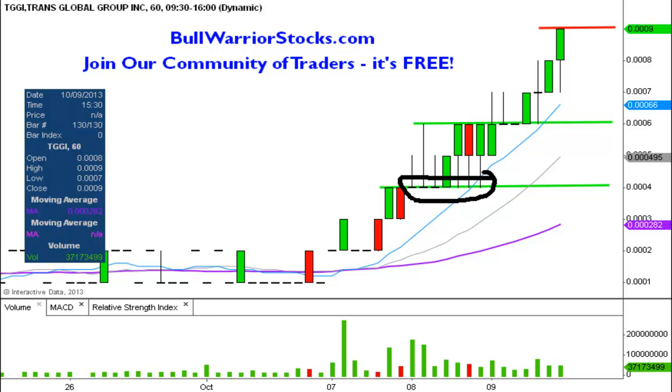And then up here at 0006, you can see the bears were trying to keep the bulls at bay for quite a while, and then when the price did finally break above it, you can see here a great example of a resistance turning into a support. So a nice action there. So that's why I say 0006 to 0004 is that key zone.